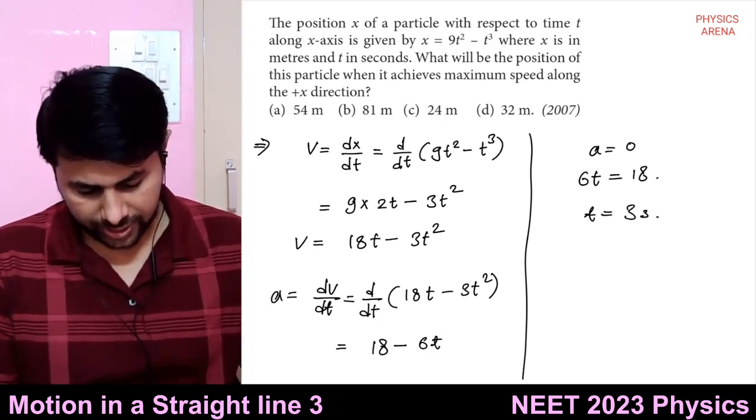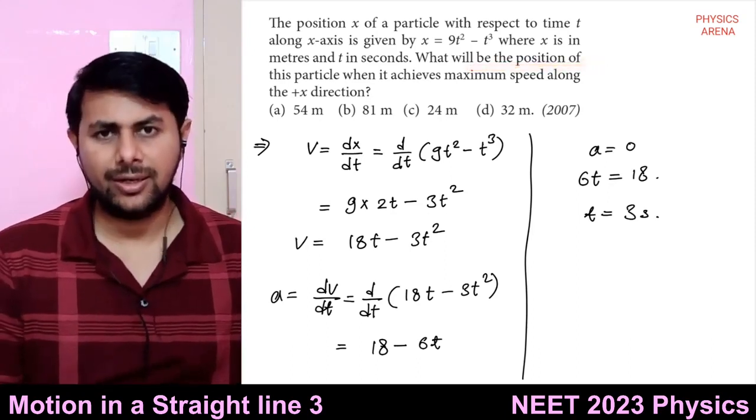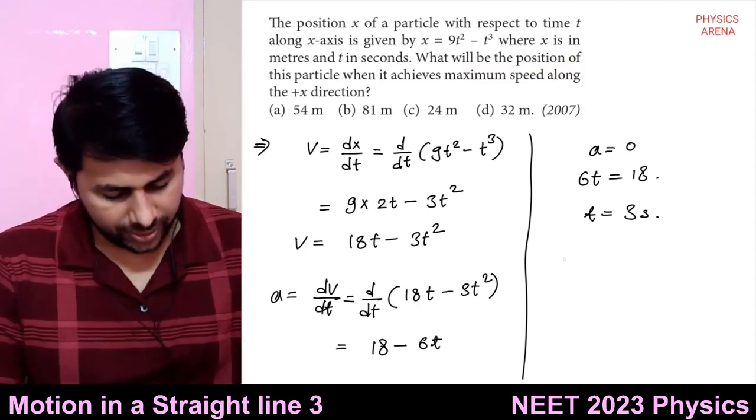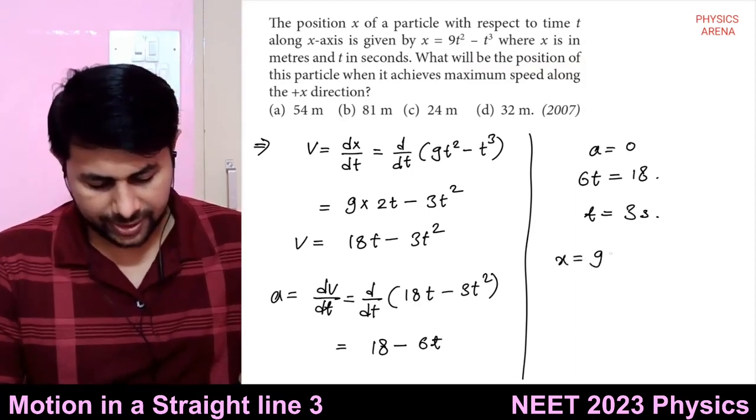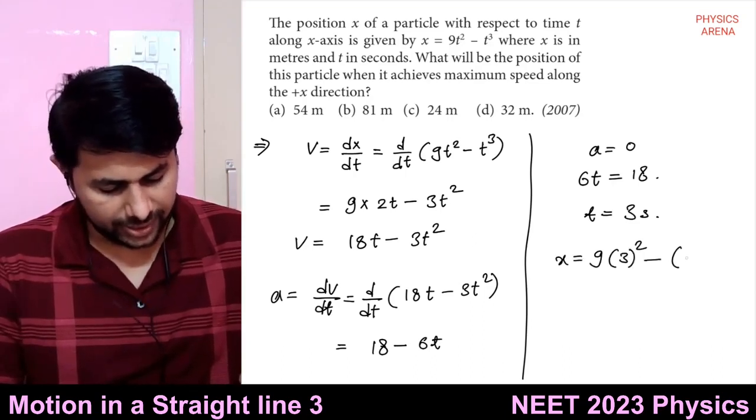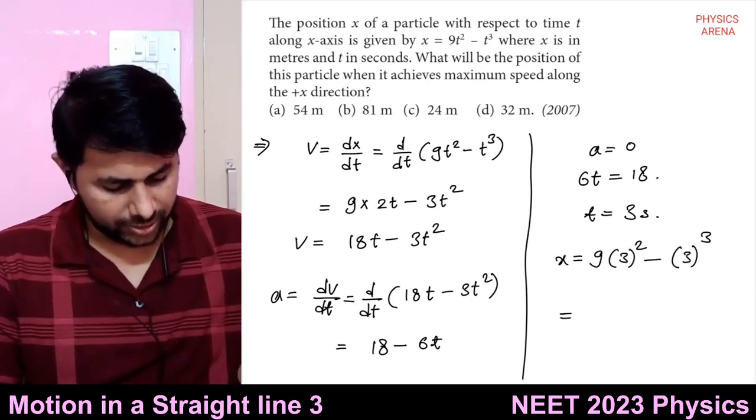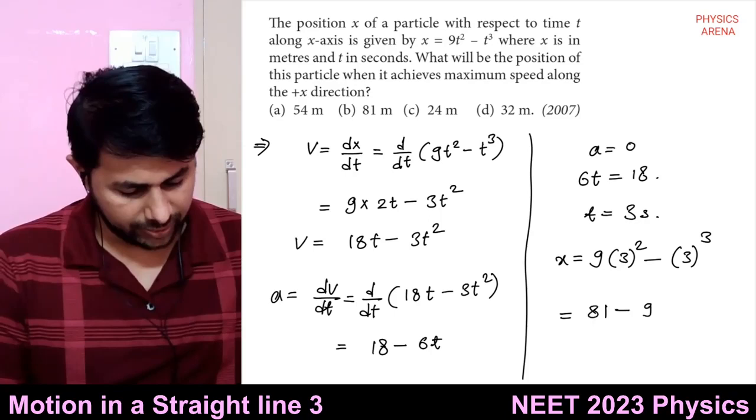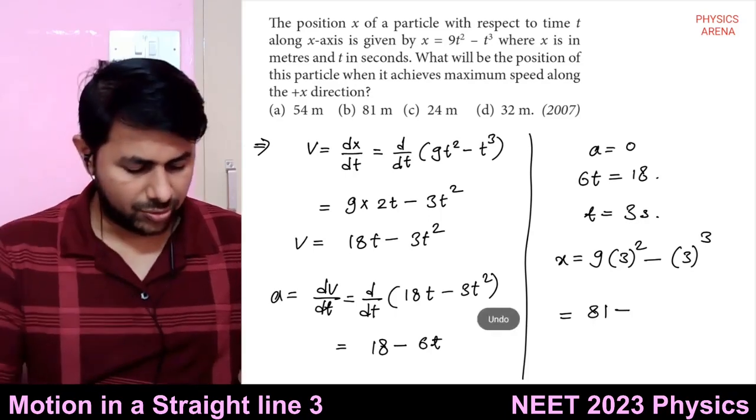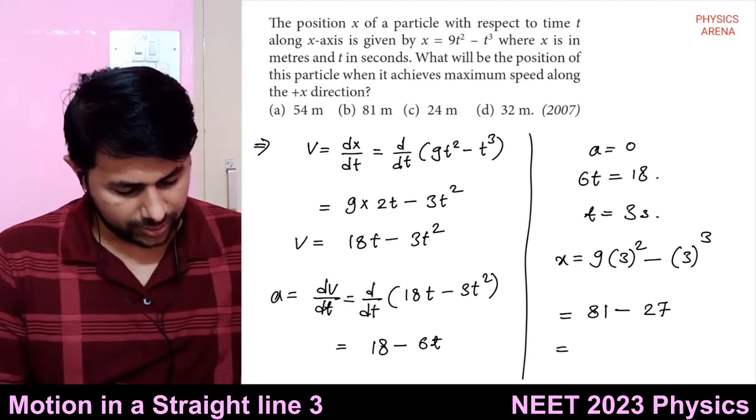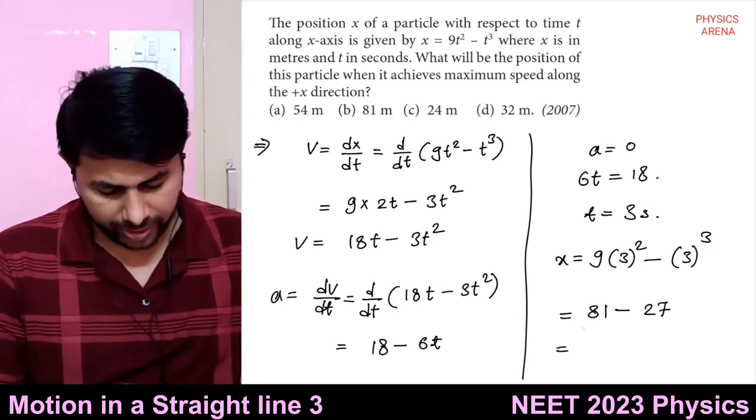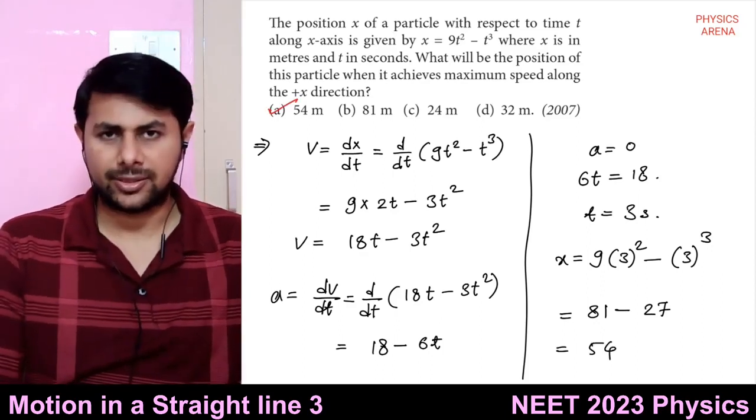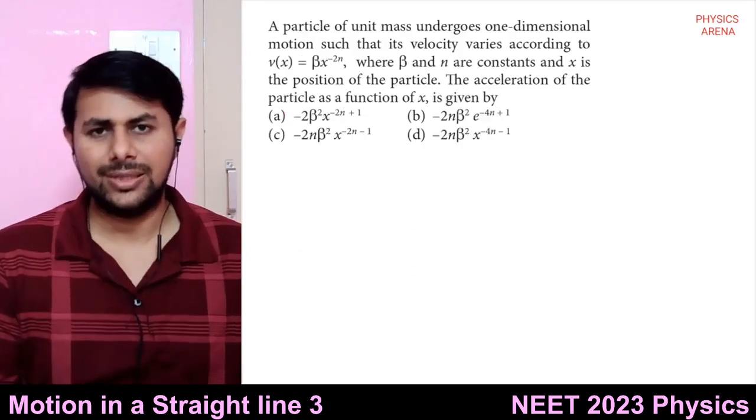Okay, and the question is, what will be its position when it achieves the maximum speed? So we have to find the position at this time. So x is equal to 9 times 3 square minus 3 cube. 3 square is 9, 9 times 9 is 81, 81 minus, sorry, 3 cube is 27. So the answer would be 54, right? So 54 meters is the answer. Okay, got it? Simple. Next question.